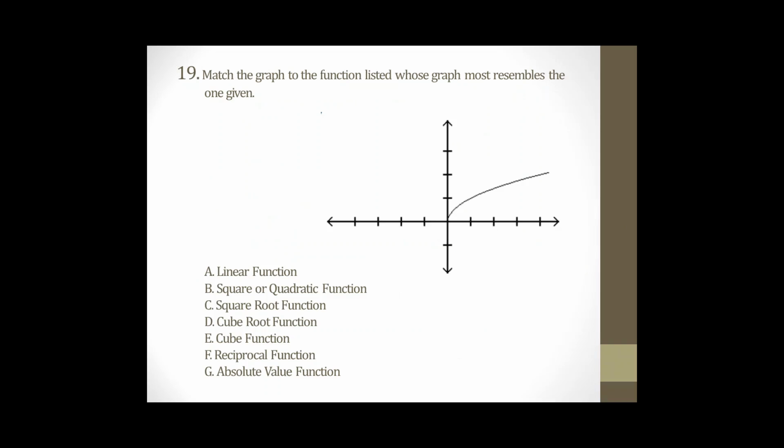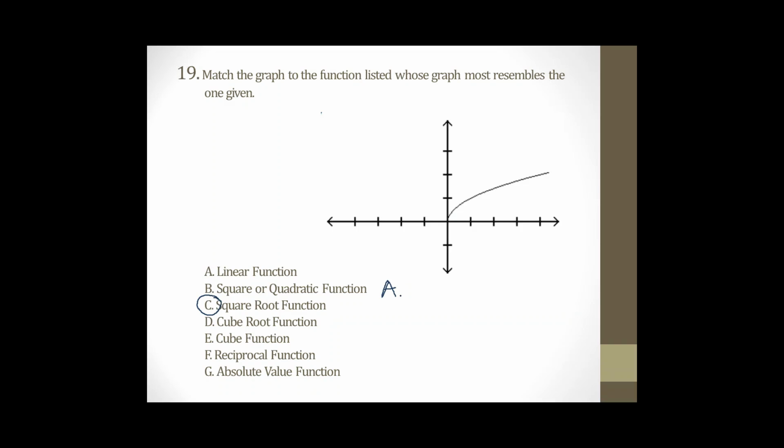Let's look at 19. Match the graph to the function listed whose graph most resembles the one given. So it's going to be really helpful for you to have an idea of what these parent functions look like. So this particular graph here actually models the square root function. That's answer choice C. Okay, just so you're clear on what these look like, let's draw sketches. So just as long as you know like a general look for these, this will help you for several questions that deal with different types of functions.